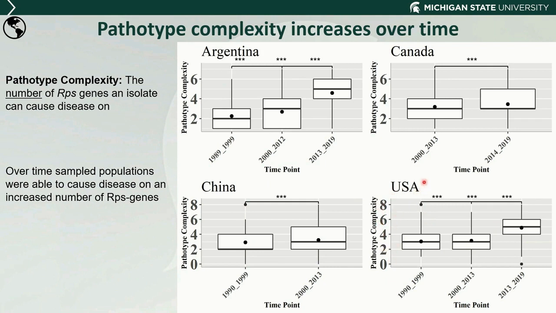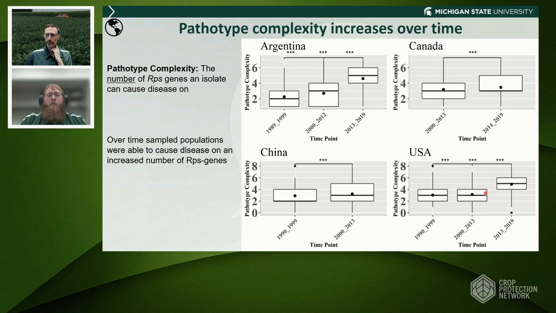And what we're seeing here in these graphics, there's one for each country: Argentina, Canada, China, and the US. And then for each time point, we're looking at the average or the spread of pathotype complexities in each country. And what we are seeing is that over time, the pathotype complexity is significantly increasing on this national scale. So, backing up what we observed in Michigan, it's not just a Michigan-specific thing. This is something we're seeing over all of the soybean acreage in the US, which was really interesting.